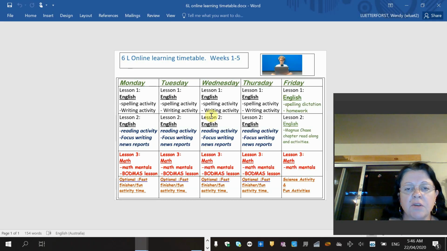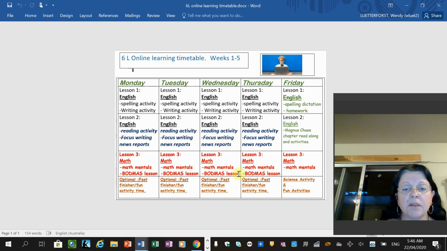Let's have a quick look at our timetable. Our first lesson is spelling and writing this morning. We'll get through that really quickly. We've just about finished that. Our reading activity on the Sydney Harbour Bridge and our focus writing on newspaper reports will take a little bit longer. Our maths, BOD maths with our maths mentors, we'll get through really quickly as well.